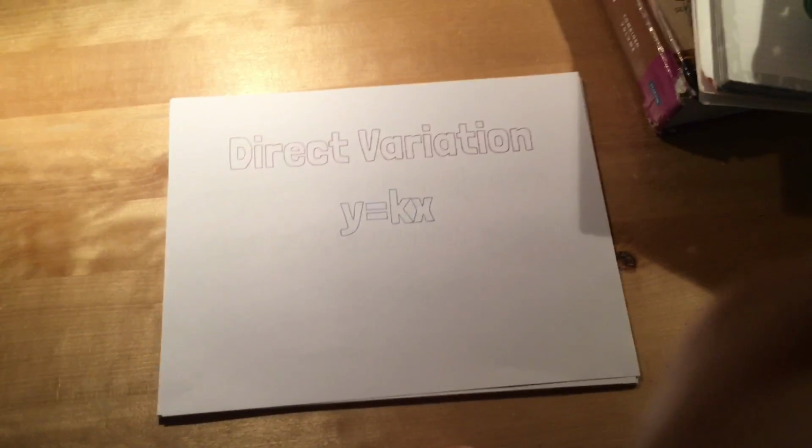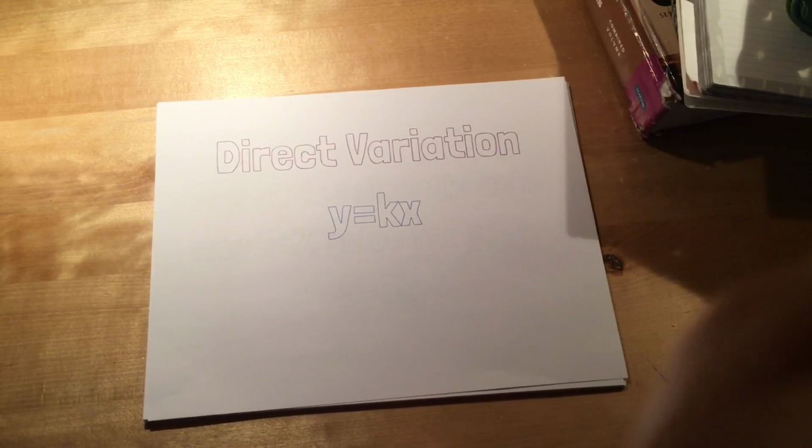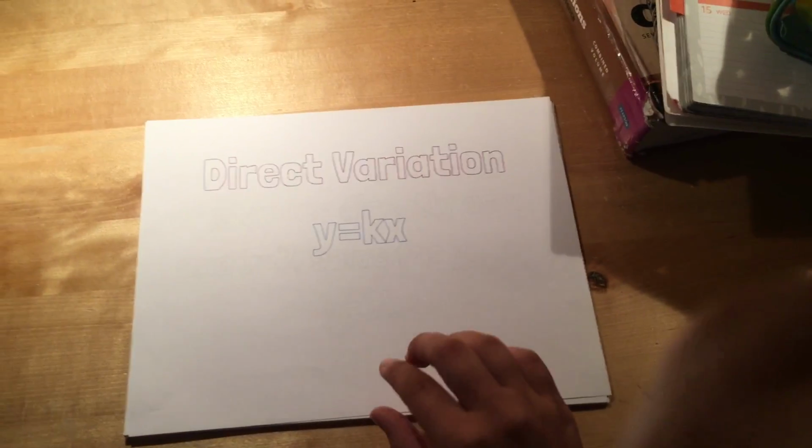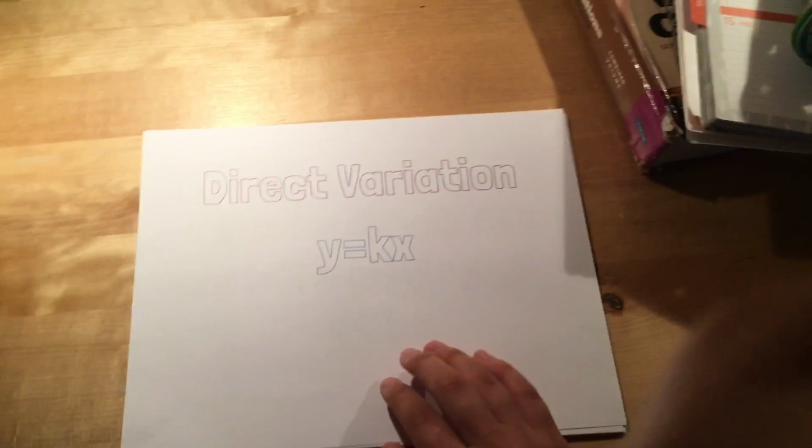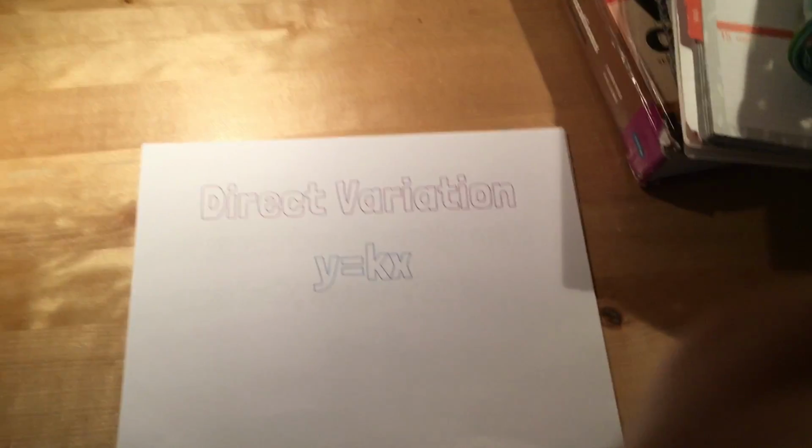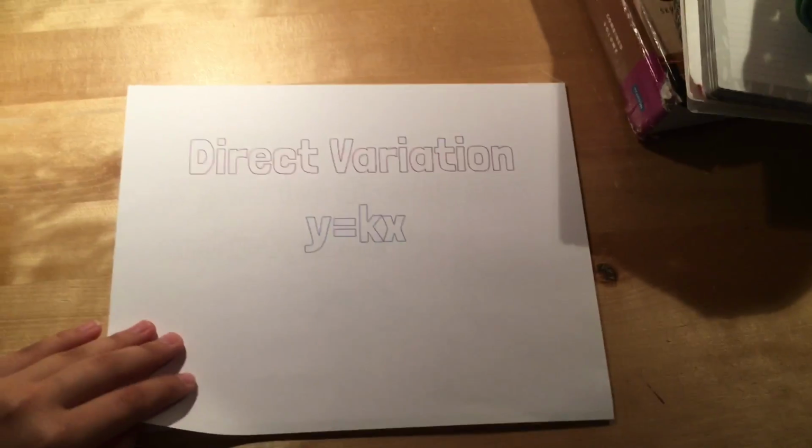Hello class. Today we'll be learning about different types of variations. There's 3 types of variation. Let's get into it. The first one is direct variation. We start off with our base equation as y equals kx.